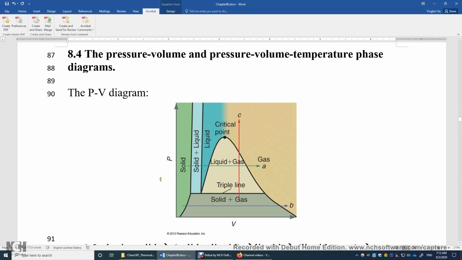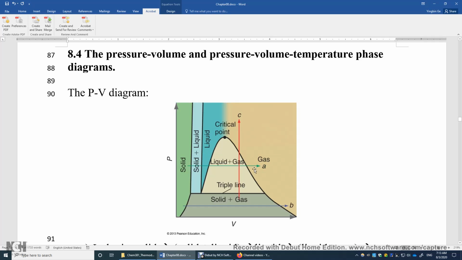And then you can increase the pressure, maybe over here. If you increase pressure, you go from gas to actually the supercritical fluid here. So this is supercritical fluid. Okay, and then you further compress the supercritical fluid, it becomes a liquid. Right, and then solid. So that's that.